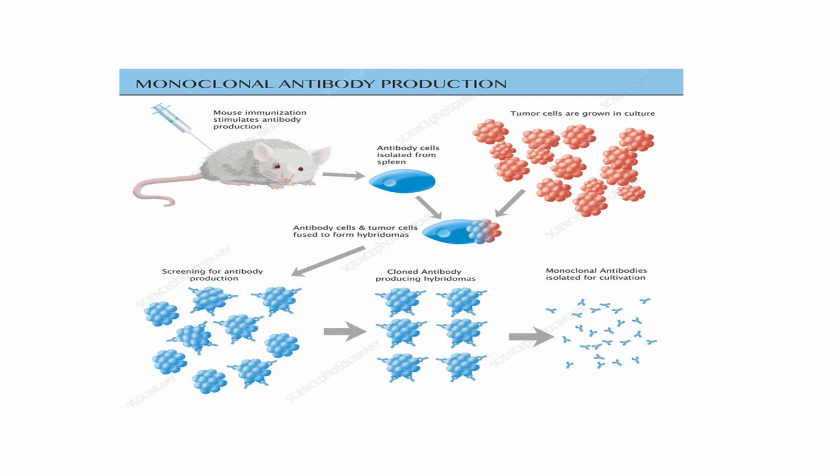Here comes the monoclonal antibody production. Here the mouse immunization stimulates the antibody production. Here the antibody cells isolated from the spleen and tumor cells grown in culture are fused to form hybridomas. Screening for antibody production and cloning the antibody-producing hybridomas, the monoclonal antibodies are isolated from the cultivation.